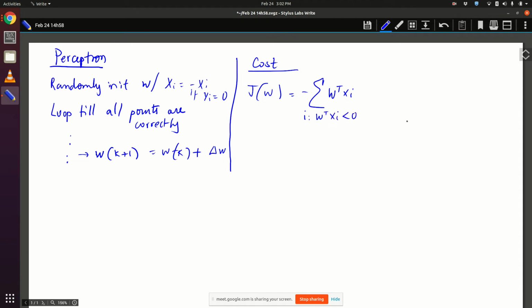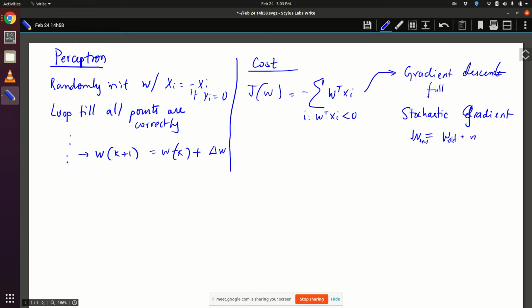Okay, so this is what we had, and we also saw there are two versions of this, which is like regular gradient descent, where we use the full gradient, and then the stochastic gradient descent. Here what we do is w_{k+1}, the new w, is equal to w old plus some eta times x_k, right? We chose eta equal to 1 in our regular perceptron algorithm. So these are all the things that we saw yesterday.